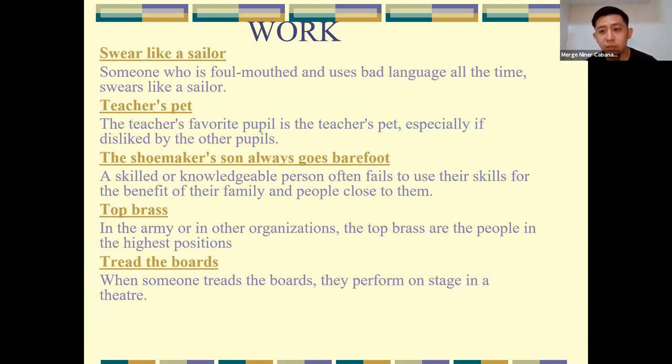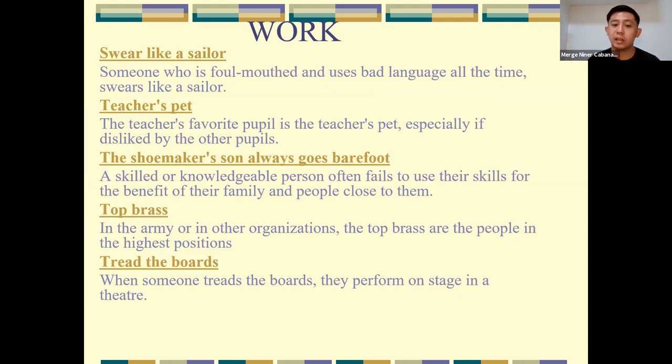Teacher's pet, favorite of the teacher. The shoemaker's son always goes barefoot. Same as the saying sa atin mga Filipinos na kung sino pa ang panday, siya pang walang espada. So when you say the shoemaker's son always goes barefoot, your knowledge, your skill, hindi mo siya magamit sa mga kamag-anak mo or hindi mo siya magamit sa'yo or sa mga special sa'yo. Let's say you're a nurse and you're working in the US, and then your son or daughter got sick in the Philippines. So parang di mo ma-apply yung care na nirender mo sa mga patient mo, your son.